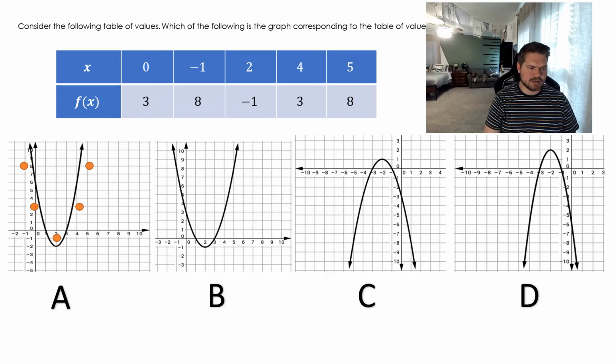See where I got those numbers? Again, when x is 0, it should be 3. When x is -1, it should be 8. When x is 2, it should be -1.